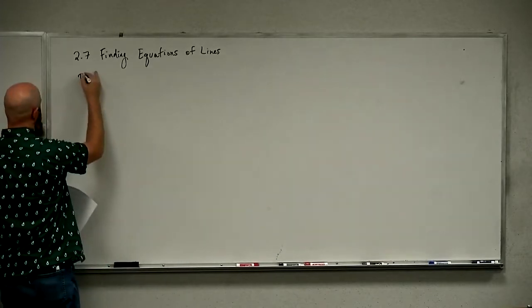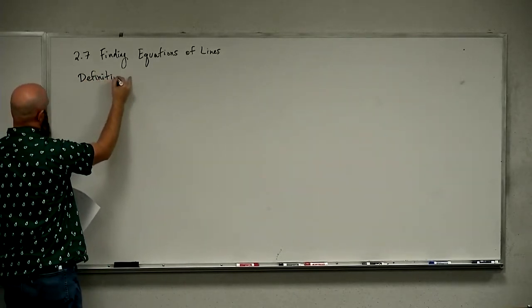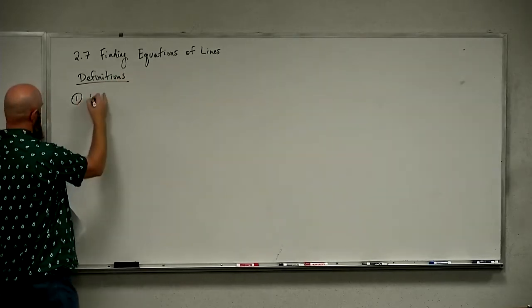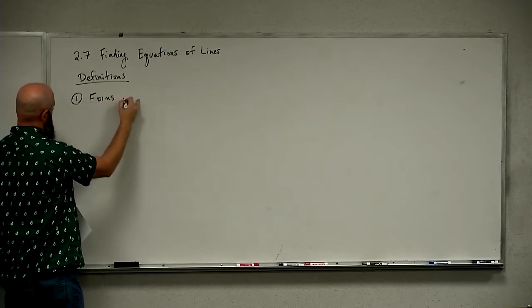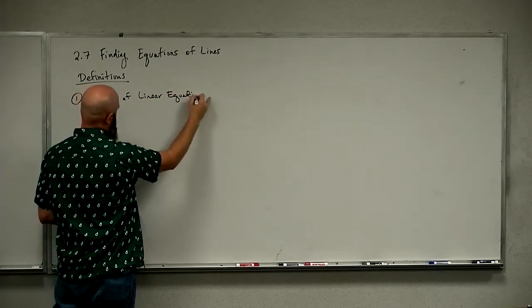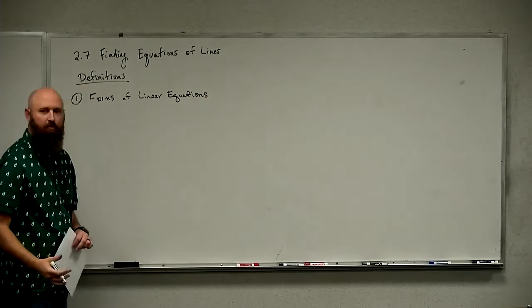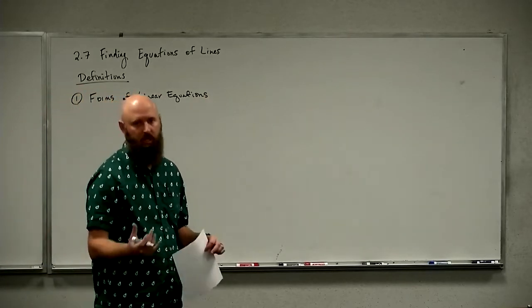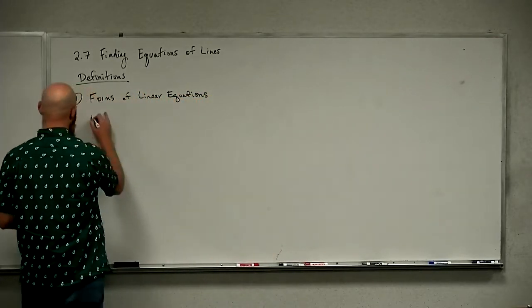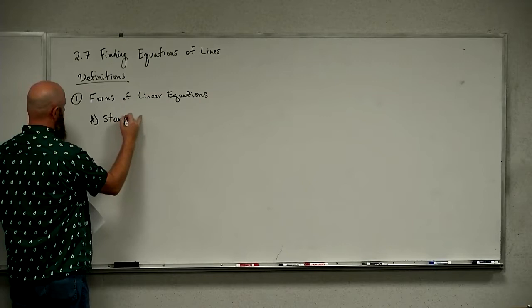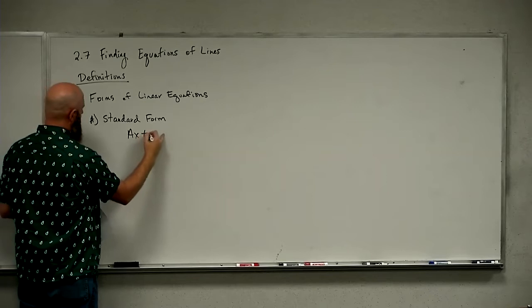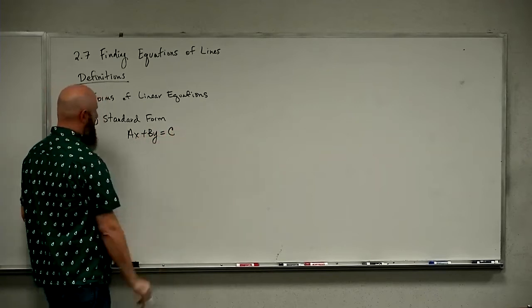But we do have a little definition here that I want to look at real quick, and that is forms of linear equations. Because we do have a few different forms. Based on whatever we're doing, we're going to use different forms. So our first one is standard form, and that is Ax plus By equals C.